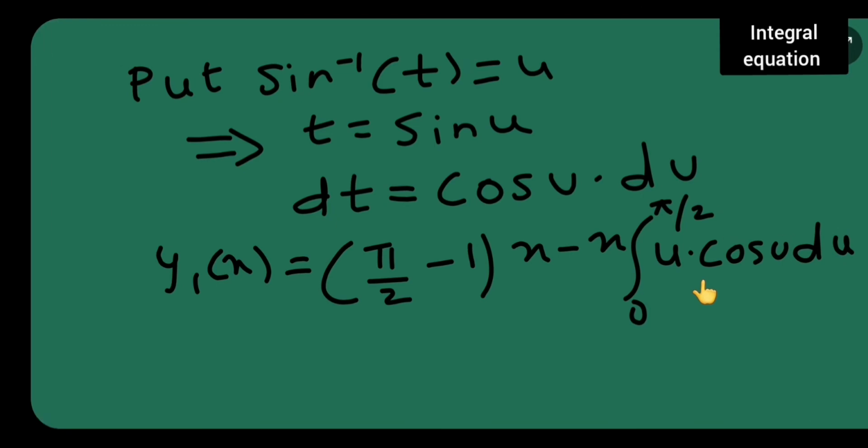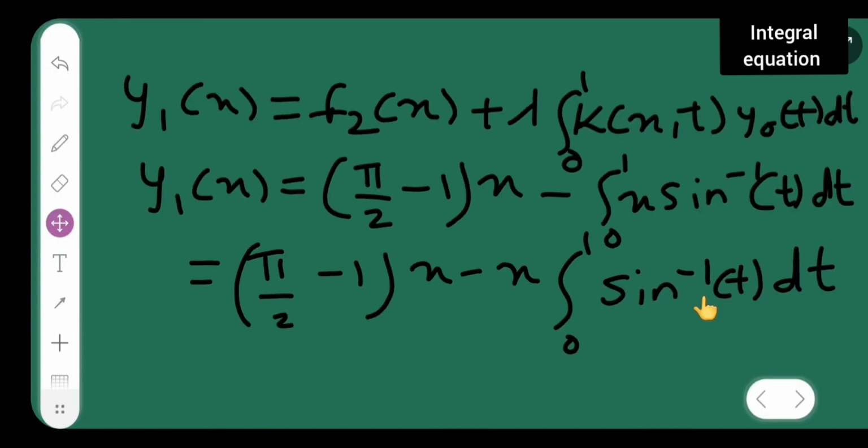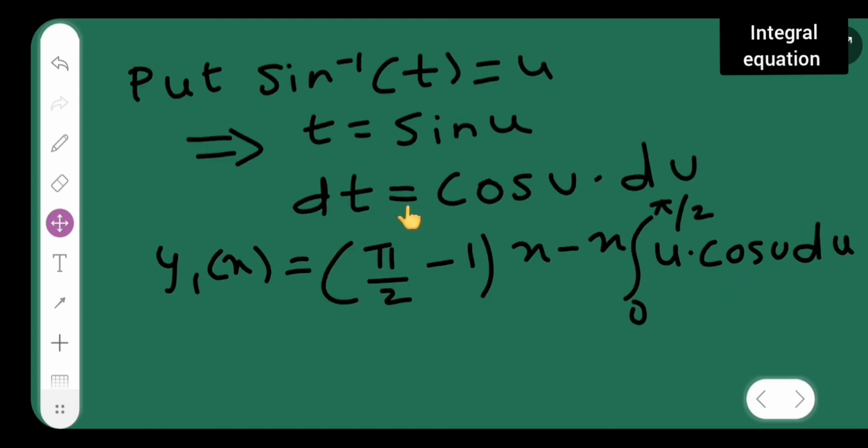Okay, now how did you all get this cos u? Wait, I'll turn the page. Sine inverse of t is nothing but u. And what is my dt here? dt is nothing but cos u du. So cos u du, sorry, cos u du it is. Now this part you all have to write as it is.